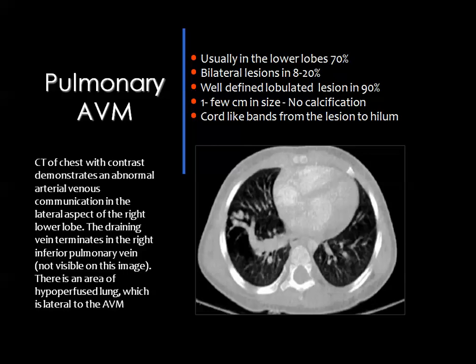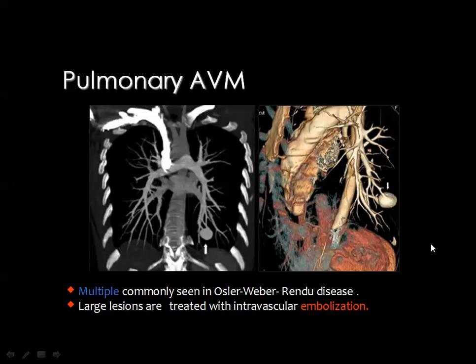The next nodule seen in the pediatric age group and also in adults is the pulmonary arteriovenous malformation. The arteriovenous malformation is a nodule which is connected to the hilum by two cord-like structures. These two cords represent the arterial supply and the venous drainage of the vascular malformation. The usual size of the vascular malformation is in the range of 1 to few centimeters, and it does not contain calcium. The presence of a vascular pedicle is very important for the diagnosis of pulmonary arteriovenous malformation.